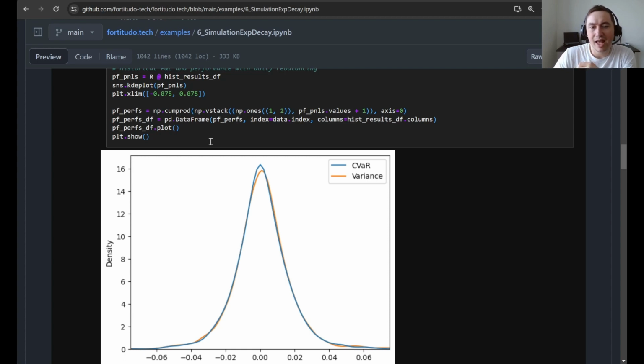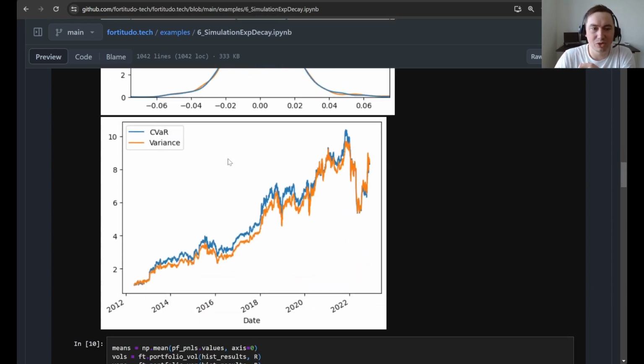Okay, so then we compute the P&L distributions for the portfolios and again plot it with a kernel density estimate. And since we are quite restricted in what we can actually do, then of course the difference in these returns will not be very large. But we also plot here the historical performance with daily rebalancing. So you can see that most of the time the CVaR portfolio is actually doing better on this sample than the variance optimized portfolio.